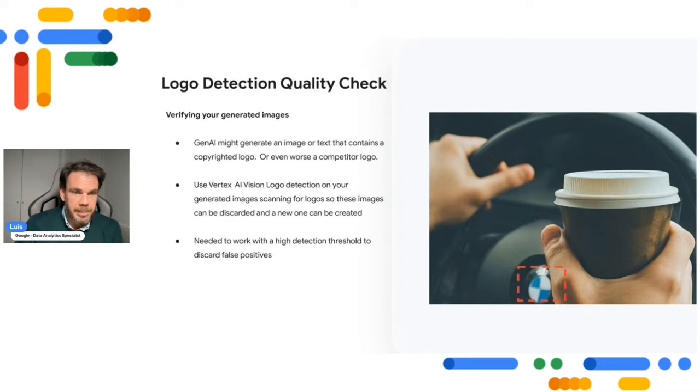In the next step, we perform a similar check, but this time for detecting logos. We simply run each image via the Vertex AI visual logo detector for scanning potential copyright logos.